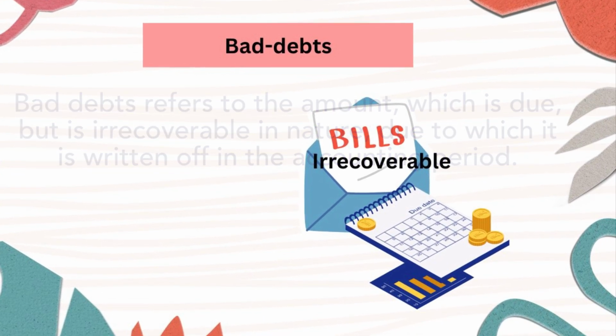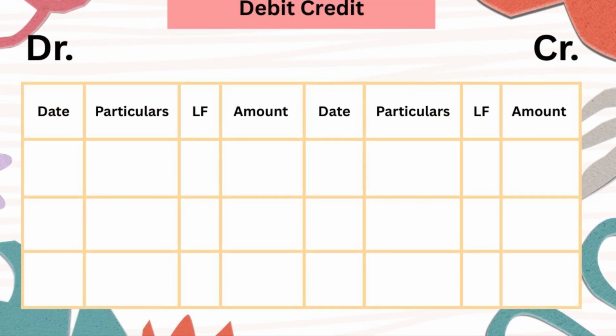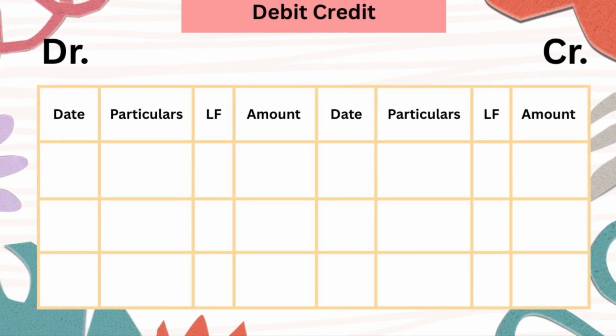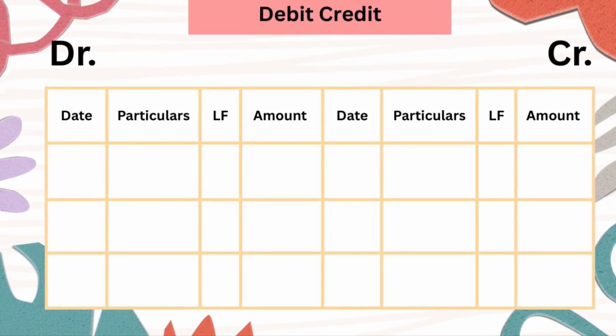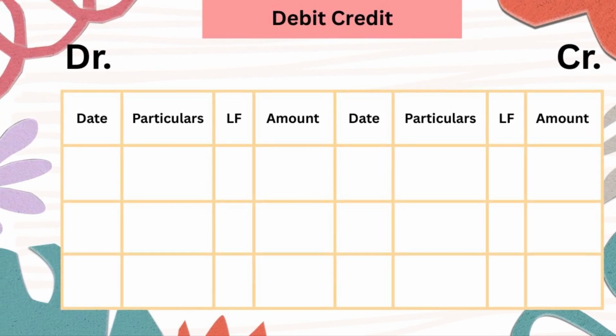Now there are other terms, debit and credit. Debit and credit are two sides of an account which we discussed earlier. Debit is considered as the left side of the account and credit refers to the right side of the account. So these are the important terms related to accounting.